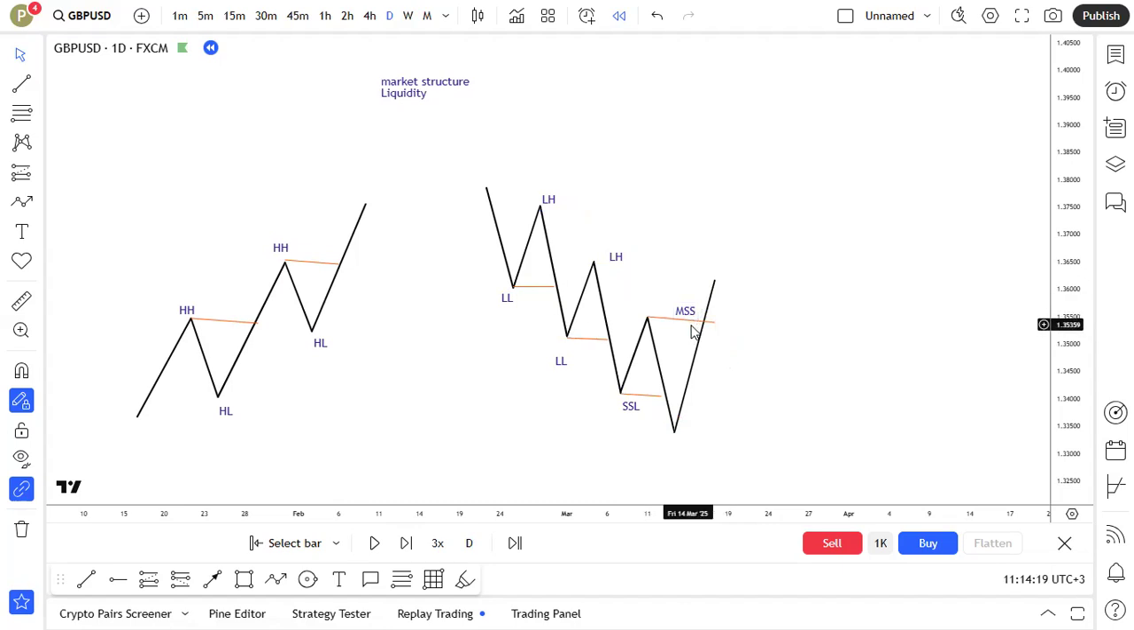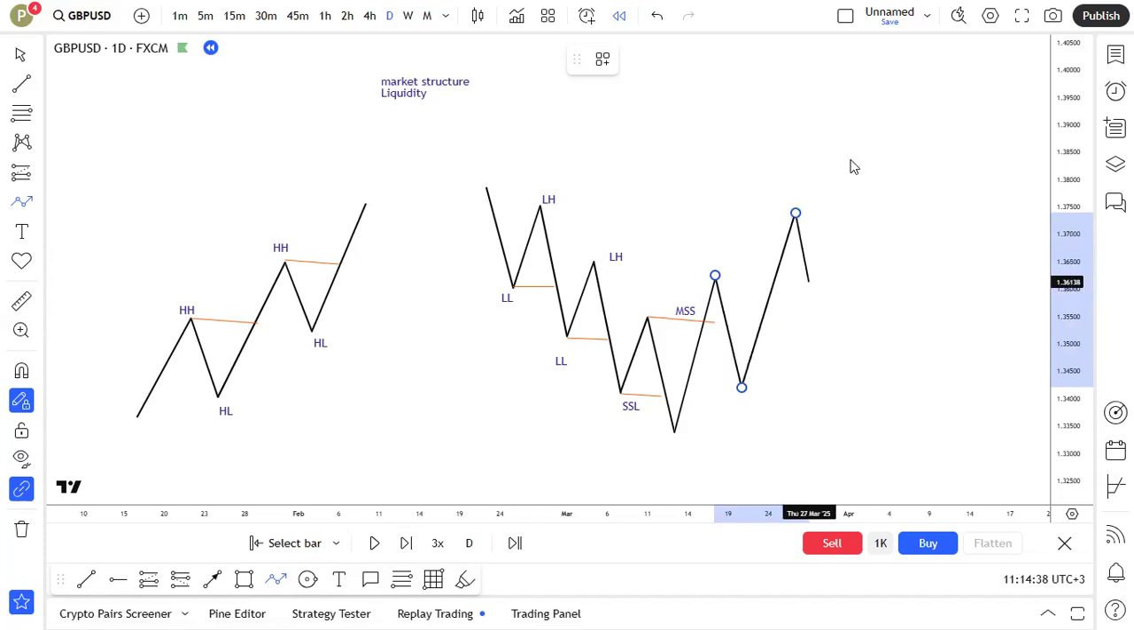Other people call this change of character. So immediately after we see market structure shift or change of character, we expect price to be bullish. Something like this, you can expect to see, and then price continues breaking these new highs and forming new highs.